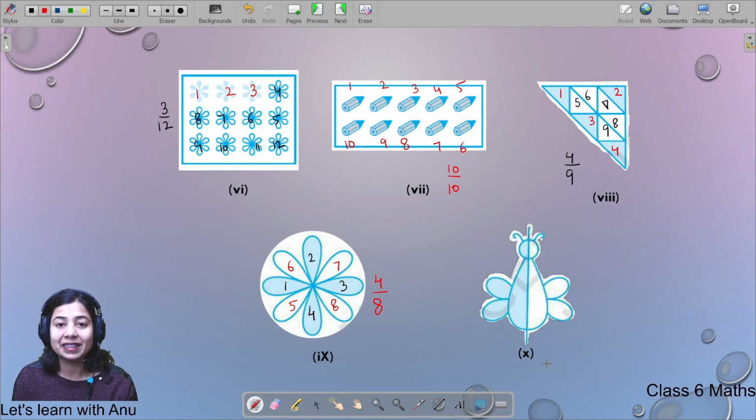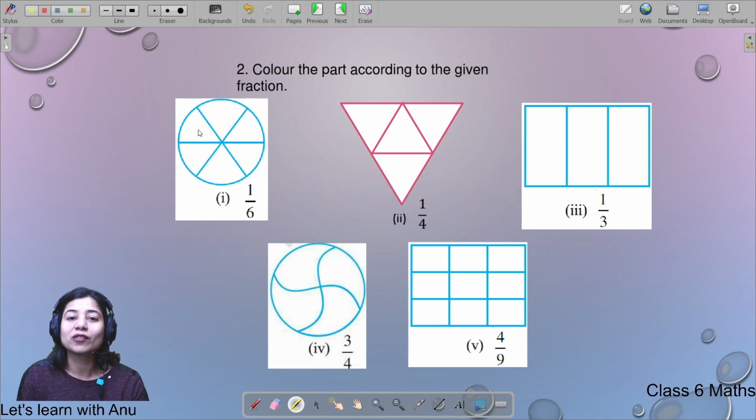Right? 10th part, 1 is shaded. Total are 2. So fraction becomes 1 by 2, or we can call it half also. I hope everyone is clear. Now let's practice the next question also. Let's solve question number 2.